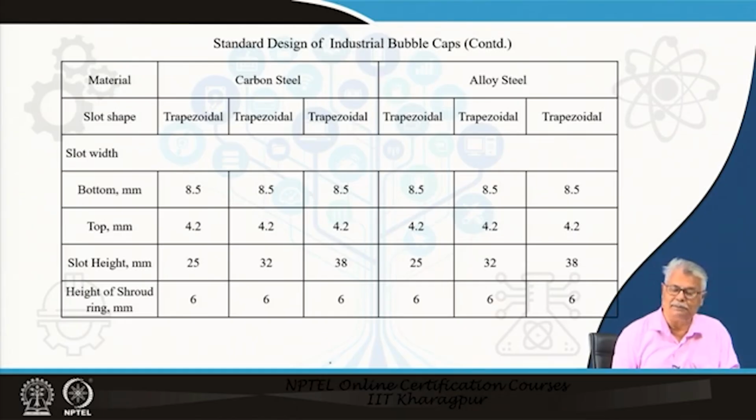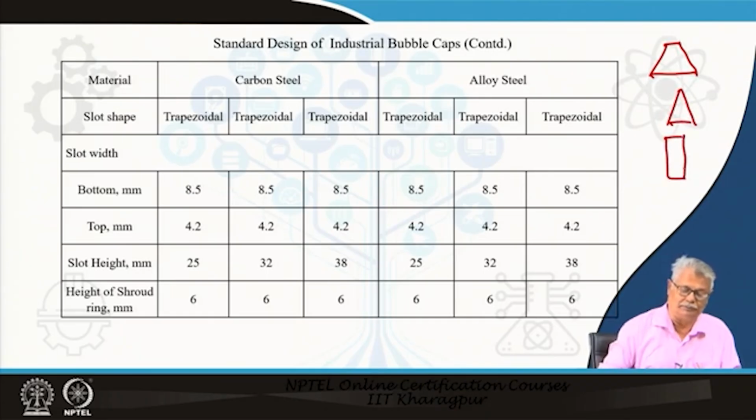Regarding the slot shape, I have said there are 3 shapes possible. One could be trapezoidal, sometimes you have triangular, which is uncommon, and you can have a rectangular slot also. When it is trapezoidal, this is basically b by 2 if this distance is b.